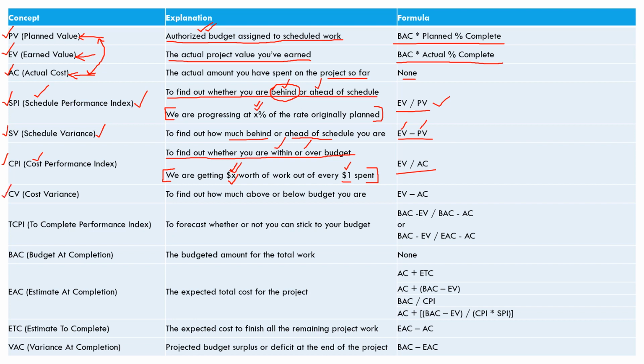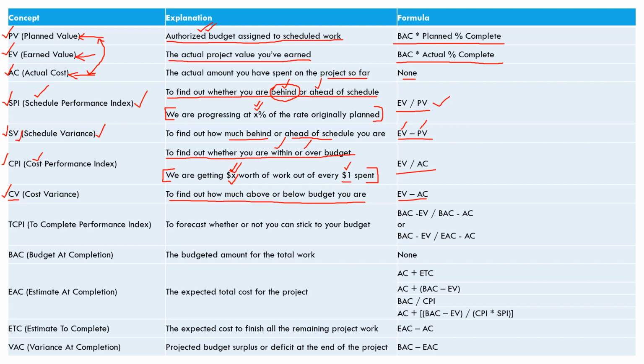CV, cost variance, is used to find out how much above or below budget you are. Just like SV helps you find out how much behind or ahead of schedule you are, CV helps you find out how much above or below budget you are. The formula is EV minus AC.